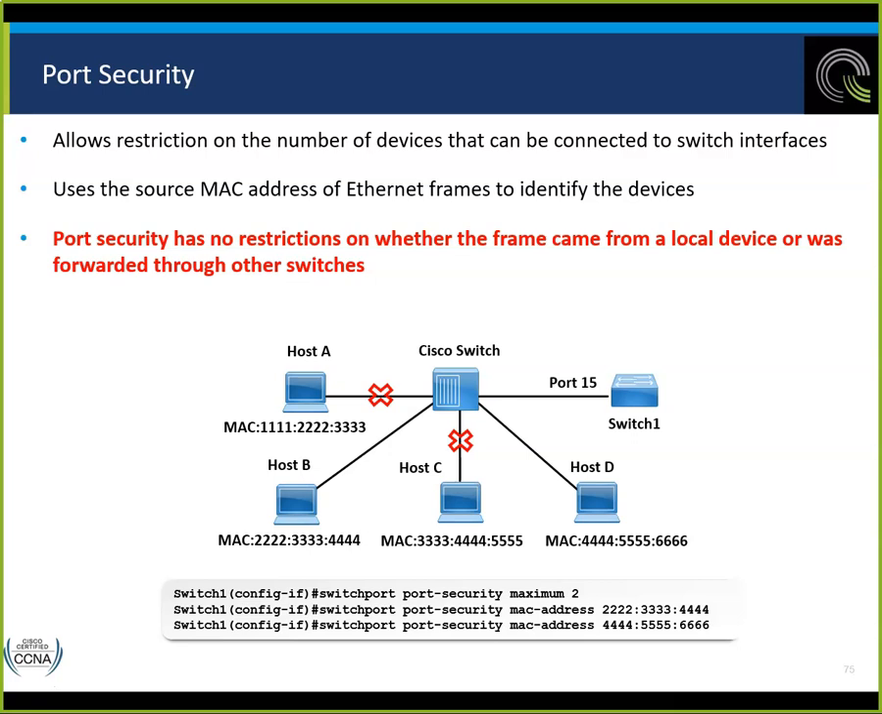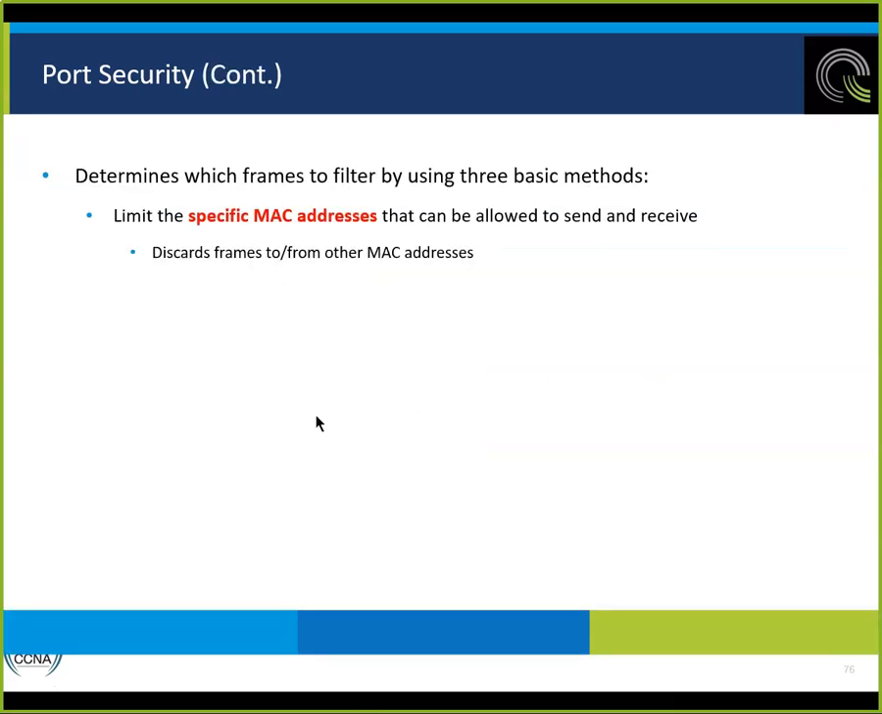Repetitious work, what we want to do is automation in order to take care of that. Port security defines which frames to filter using the three basic methods: the specific MAC address, and we can use either the dynamic, the static, or the sticky. They can be allowed to send and receive frames, and it discards frames to or from other MAC addresses, depending on how many we have in there. We can have 1, we can have 2, we can have 130 MAC addresses.